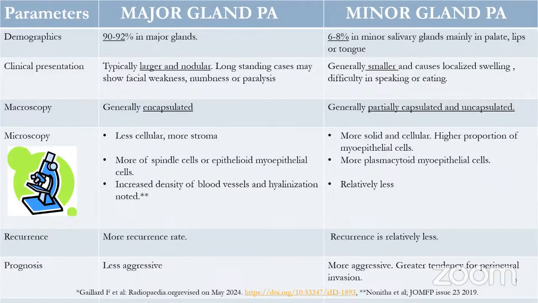Microscopically, major gland PAs are less cellular, with more stroma and more spindle cells or epithelioid myoepithelial cells. Whereas minor gland PAs are more solid and cellular, with high proportions of myoepithelial cells and more plasmacytoid myoepithelial cells. There is a higher recurrence rate in major gland PA, though they are generally less aggressive. Whereas minor gland PA has a relatively lower recurrence rate, but they are more aggressive and have a greater tendency for perineural invasion.